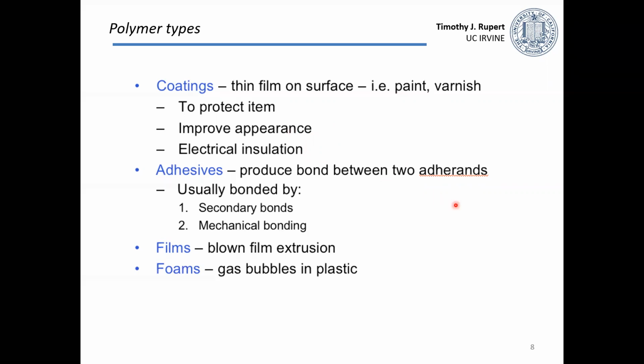Polymers are also commonly used as adhesives, so they can produce a bond between two different materials. So things like glues are going to be good examples of this. And this bonding usually comes around through secondary bonds and mechanical bonding between the different adherents you're trying to put together. You can also have other examples of films done by things like glass blowing, or foams where you have gas bubbles put into the plastic.